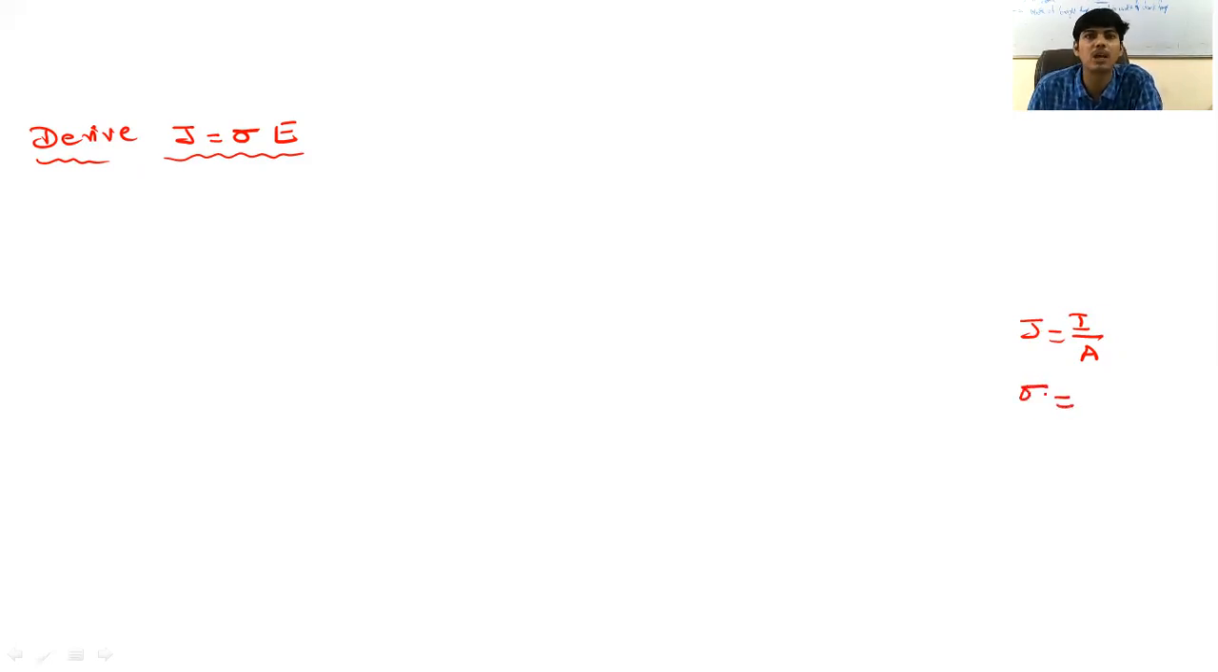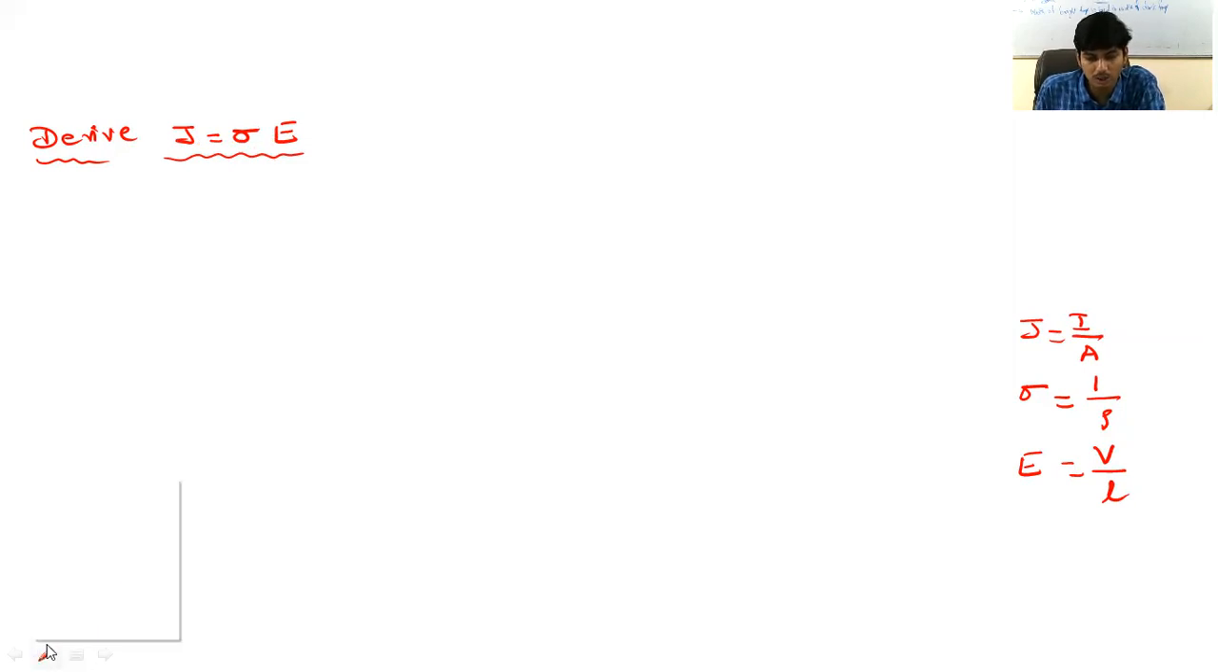Conductivity represents the ability of a material to allow electric charges to flow through it. It is defined as the reciprocal of resistivity. Rho is called resistivity. Conductivity is the reciprocal of resistivity. Electric field is potential drop per unit length of the conductor, V by L, right? So you need to derive J is equal to sigma into E.